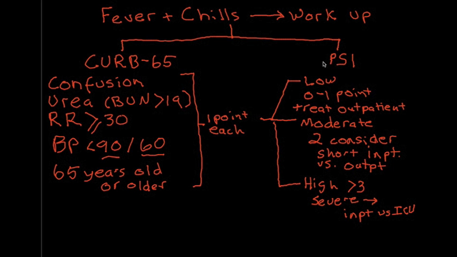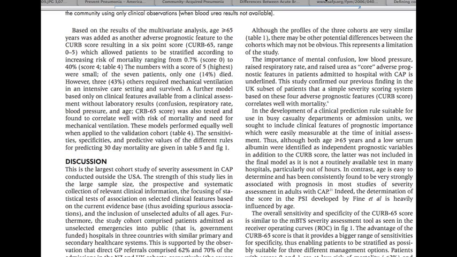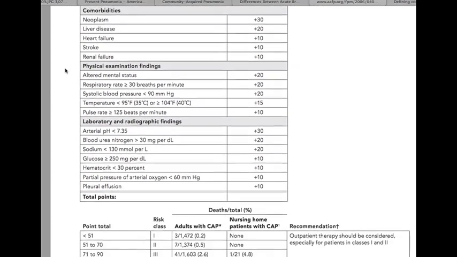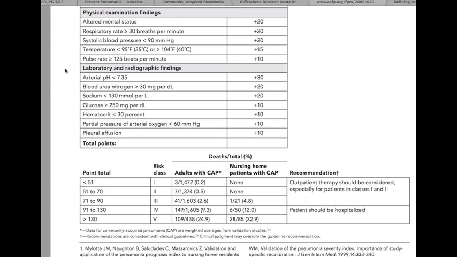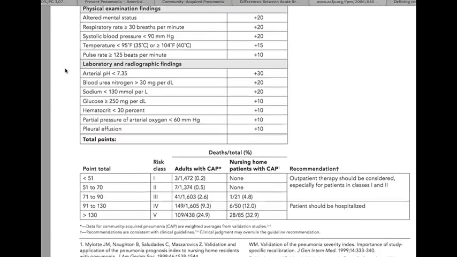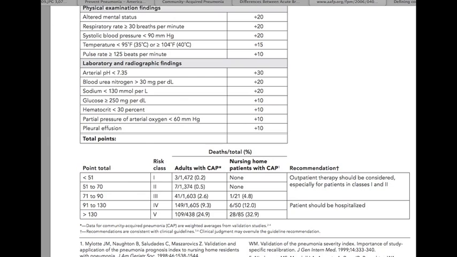So what exactly is the PSI and why is it important? The PSI is another similar system. Some studies have shown that it is able to better define low-risk patients. And if you have access to more resources, it can be quite useful. So it looks at demography, comorbidities, which the CURB-65 does not. It is ultimately used for the same thing.